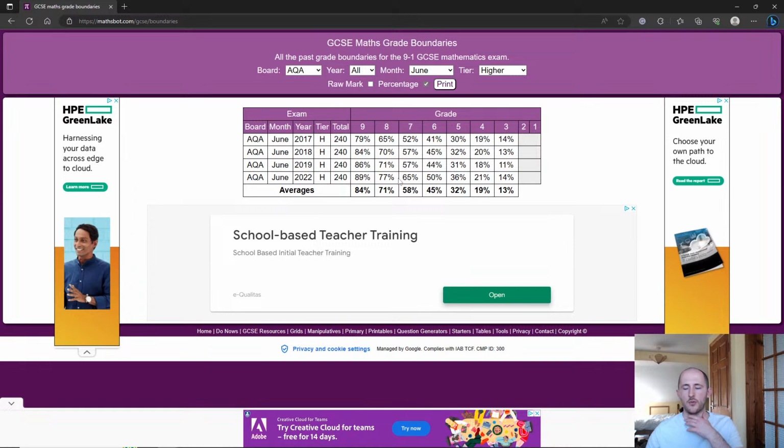Okay. So overall, in my opinion, not too bad. Again, a grade 5 being a third of the marks. So basically, if you got a third of the marks on each paper, you would get a grade 5, which is not too bad.